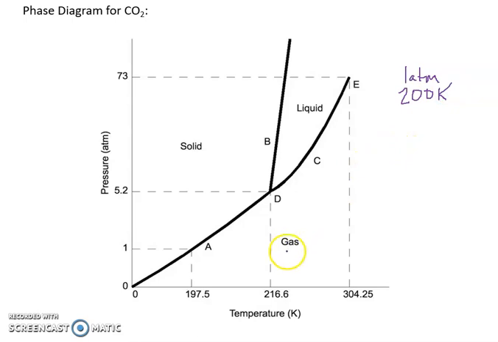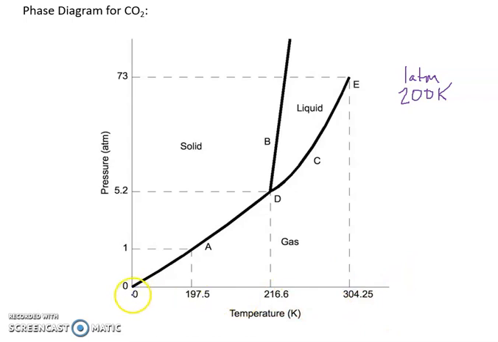So what phase am I in? Well, if I'm looking at my axes, and this is another thing to keep in mind with these, the axes sometimes have this kind of weird spacing of things. So the scale on our axis is a little bit bizarre. So I'm going from 197.5 Kelvin to 216.6 Kelvin to 304.25 Kelvin.